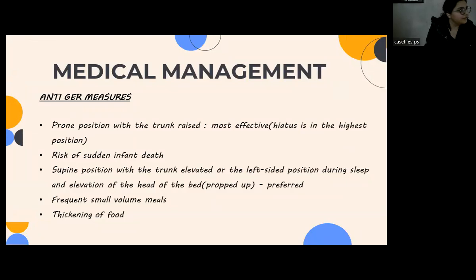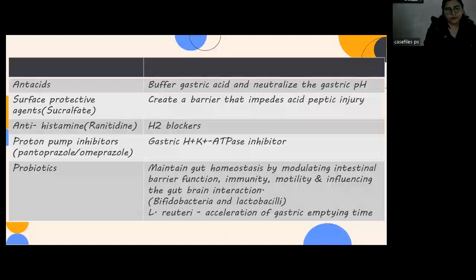However, there is risk of sudden infant death, and it is obviously difficult for the caregivers to manage the patient in this way. Thus, supine position with the trunk elevated or left-sided positioning for older children during sleep, and the elevation of the head or the propped up position of the bed is the preferred modality. Frequent small volume meals can be considered, and thickening of the meals can also be considered.